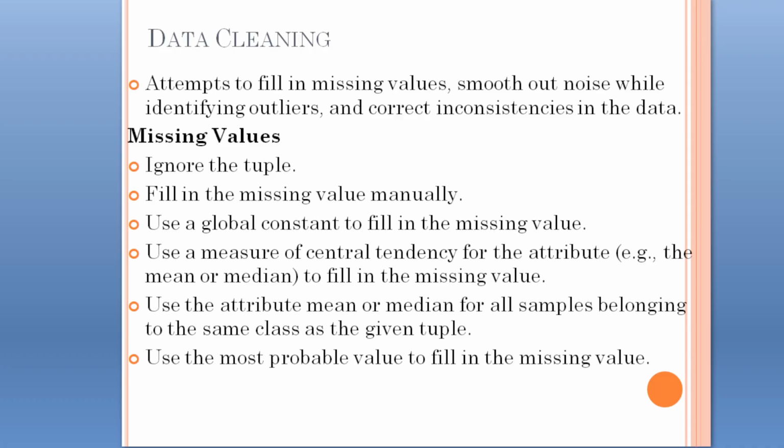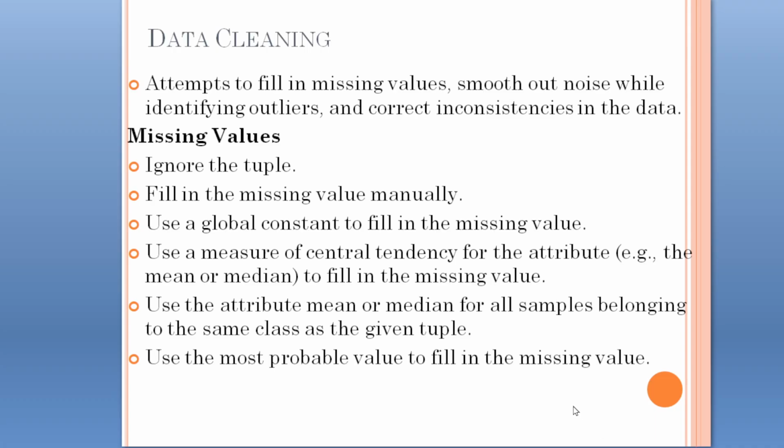We can fill in the missing value manually. In general, this approach is time consuming and may not be feasible given a large data set with many missing values. We can use a global constant to fill in the missing value. Although this method is simple, it is also not foolproof. We can also use a measure of central tendency for the attribute to fill in the missing values. We can also use the attribute mean or median for all samples belonging to the same class as the given tuple. We can also use the most probable value to fill in the missing values.